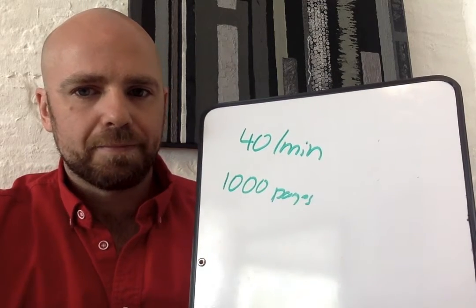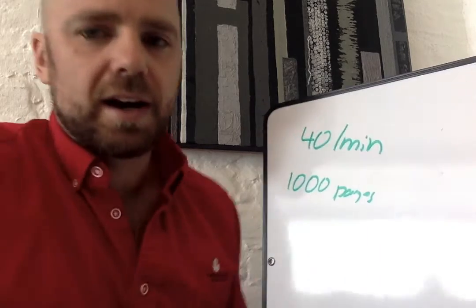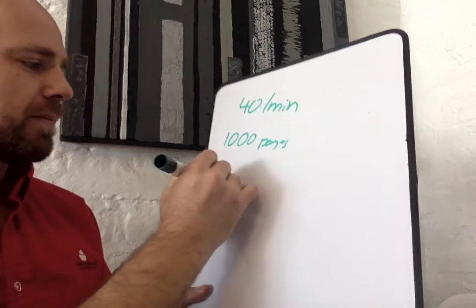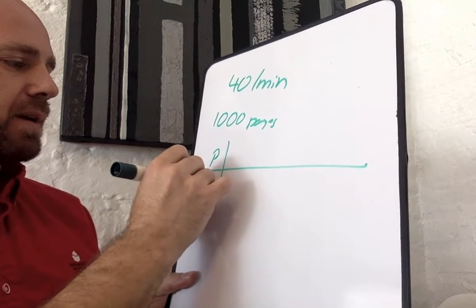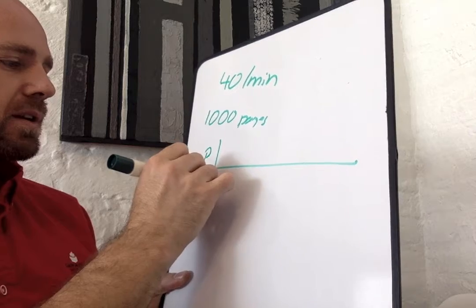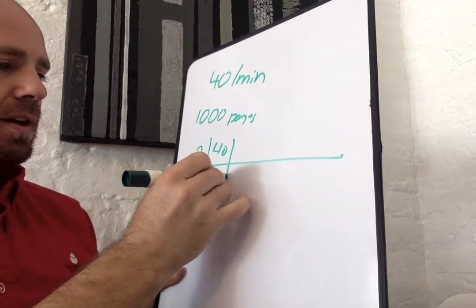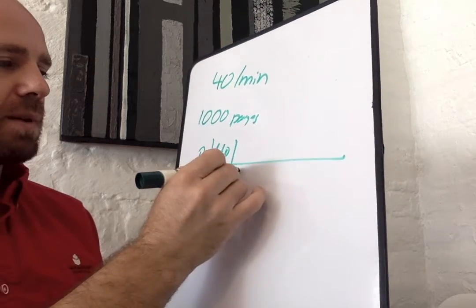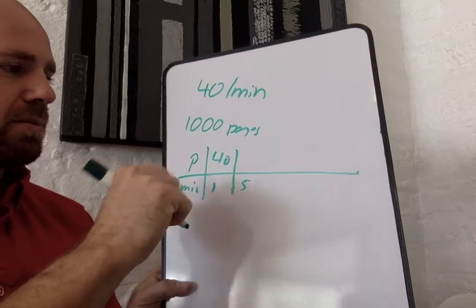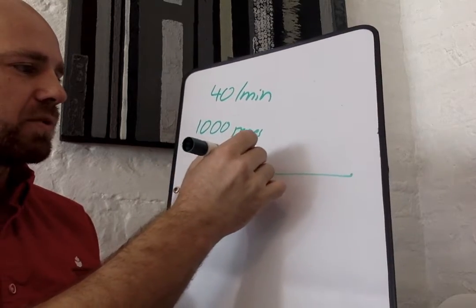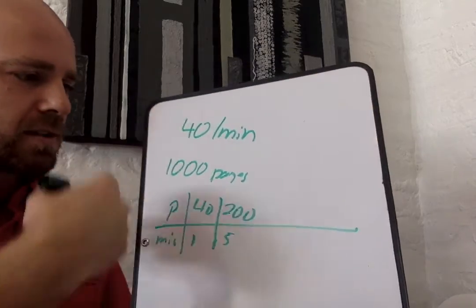One way is we can write it out as an input-output chart. I could have my pages here and my time in minutes here. In 1 minute, it's going to give me 40 pages. What about 5 minutes? I have to multiply this by 5, so I multiply 40 by 5, and that's going to give me 200. Well, 200 is a nice, easy number to work with, so let's keep going.